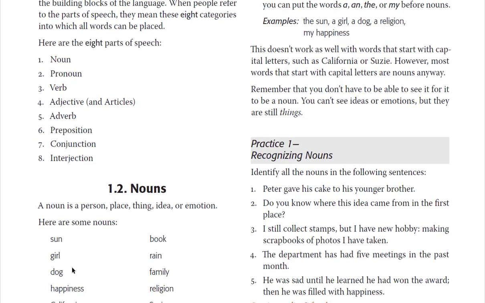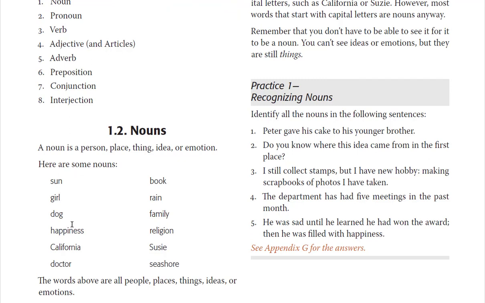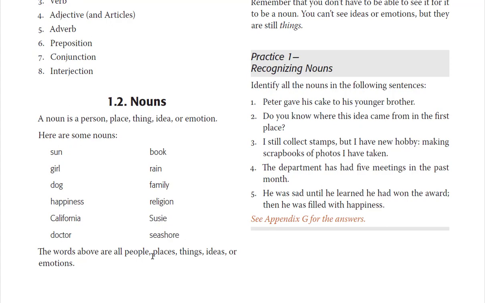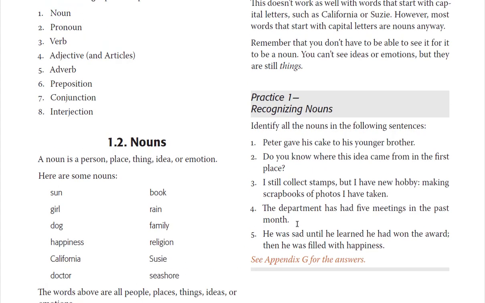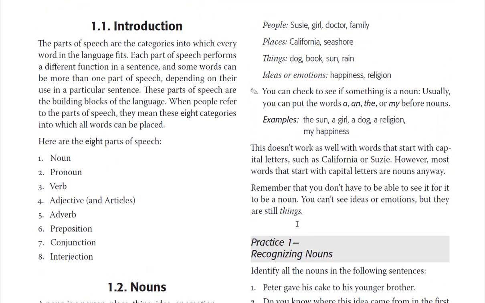First part of speech is a noun. A noun is a person, place, thing, idea, or emotion. Here are some nouns: sun, girl, dog, happiness, California, doctor, book, rain, family, religion, Susie, and seashore. The above are all people, places, things, ideas, or emotions.